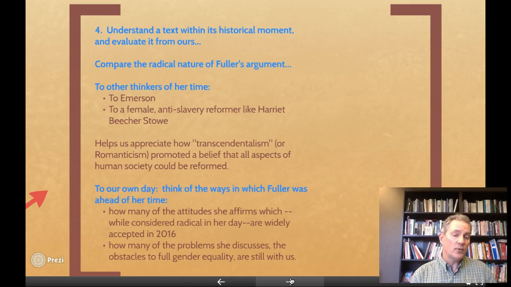And then we can also compare Fuller to our own day. Think about the ways in which Fuller was really ahead of her time. How many of the attitudes that she affirms, which, while considered radical in her day, are pretty widely accepted by us today in 2016, and also consider the problems that she discusses, the obstacles to full gender equality. How many of those problems are still with us?